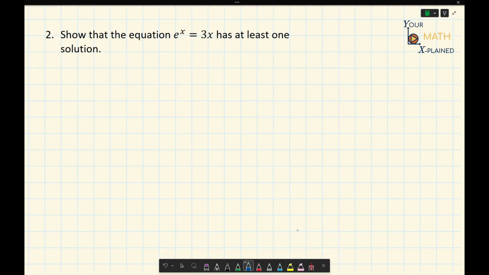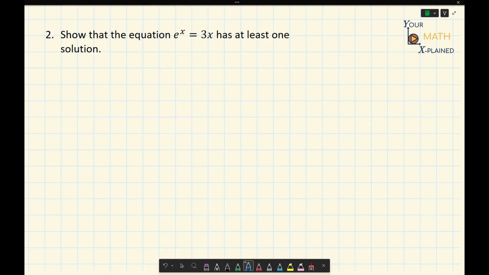We want to show that the equation e to the power of x is equal to 3x has at least one solution. So first of all, at first glance, it looks like we have two different functions. We have e to the x and we have 3x. And secondly, we're not given a particular interval to look at.